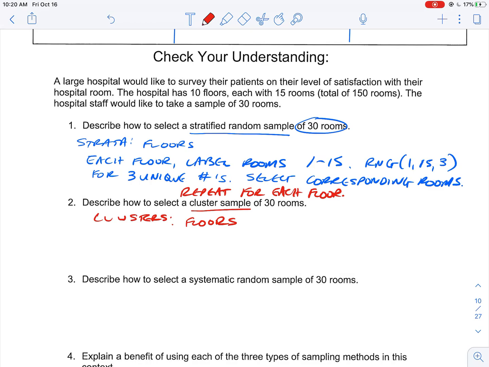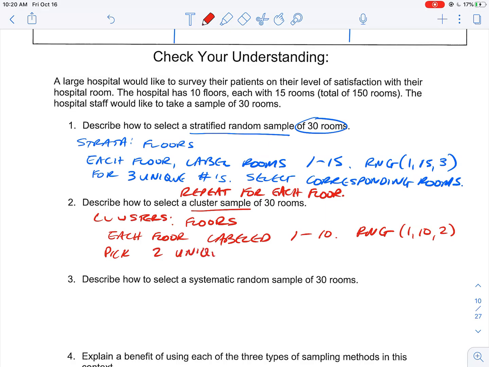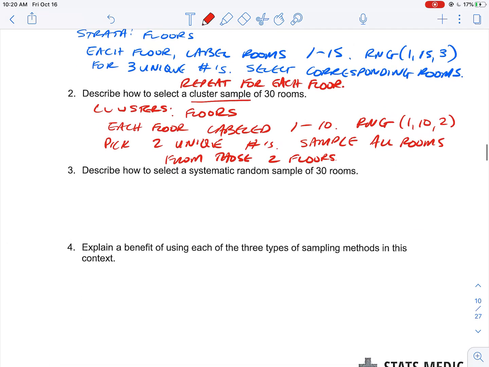So if I made my floors my clusters, what I would do is label each floor from 1 to 10. I would use a random number generator from 1 to 10. And if there's 15 rooms per floor, I would only need to pick 2 random numbers. So that would allow me to pick 2 unique numbers, and I would sample all rooms from those 2 floors. Okay, I would select 2 random numbers, take every room from those 2 floors, and that would give me my 30 rooms.